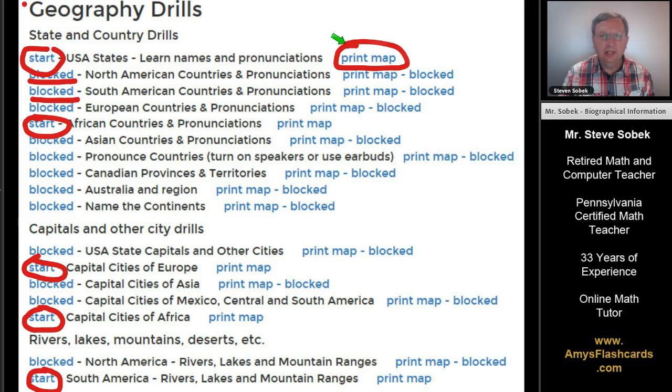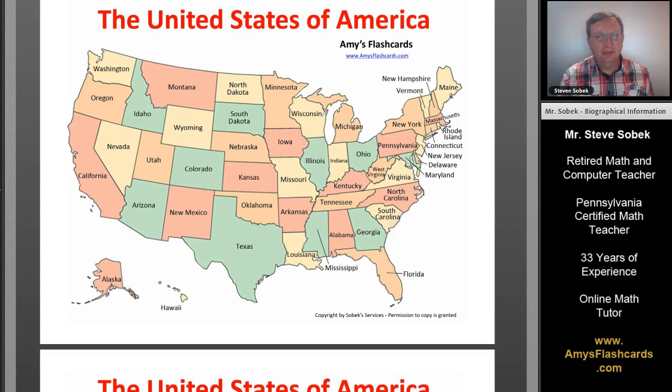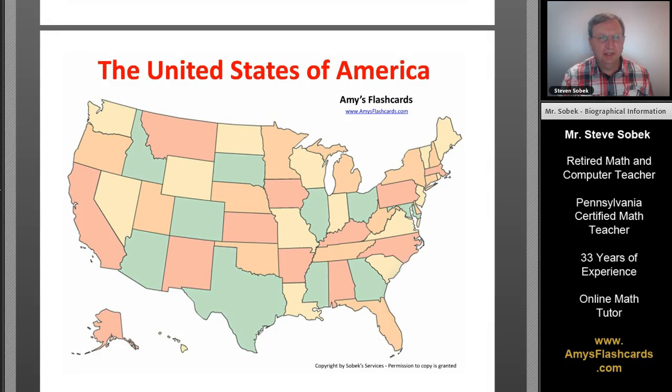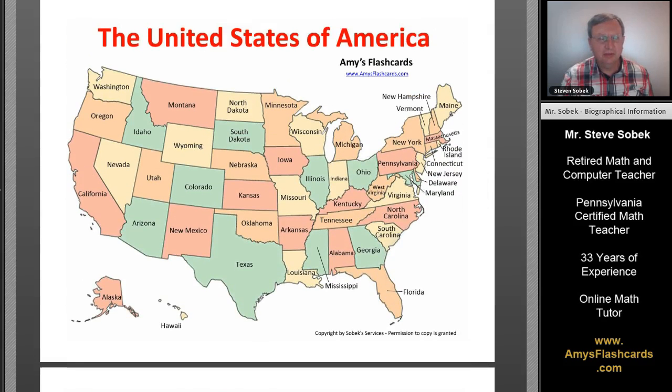All right, let me show you an example of the state map. Here's an example of the PDF file that allows you to print the USA states. These PDF files are 2 pages. One page has all the answers, and the other page does not. So you would print one side without the answers, put it back in the printer, turn it over, and print the other side with the answers, so that your child can practice while they're in the back seat of a car, for example.